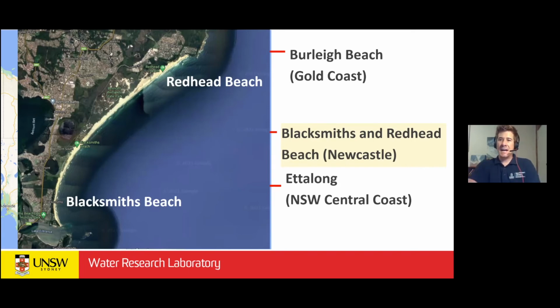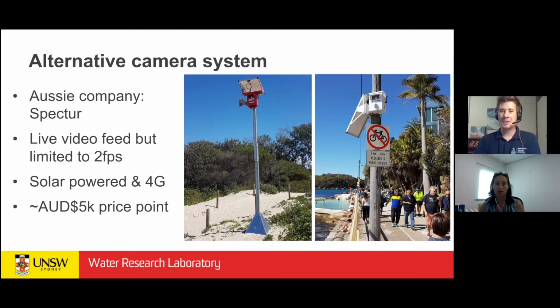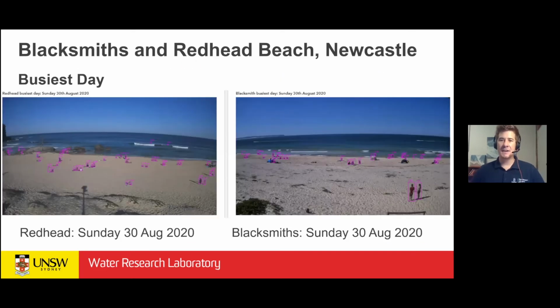So in this instance, instead of using one of the trail cameras, there's alternative camera systems out there that remove the need for power and comms. One of the companies out there in Australia is called Spectre, and they have a really good system that is very easy to install on the beach. The benefit of this system is that they do provide a live video feed of 2 frames per second, and that can unlock some more accurate people counts if that's what you need. They're solar powered and transmit images via 4G, and they're at quite a reasonable price point at around 5,000 Australian dollars. So here's the feed from 2 of those cameras at either ends of the same beach, so to speak.